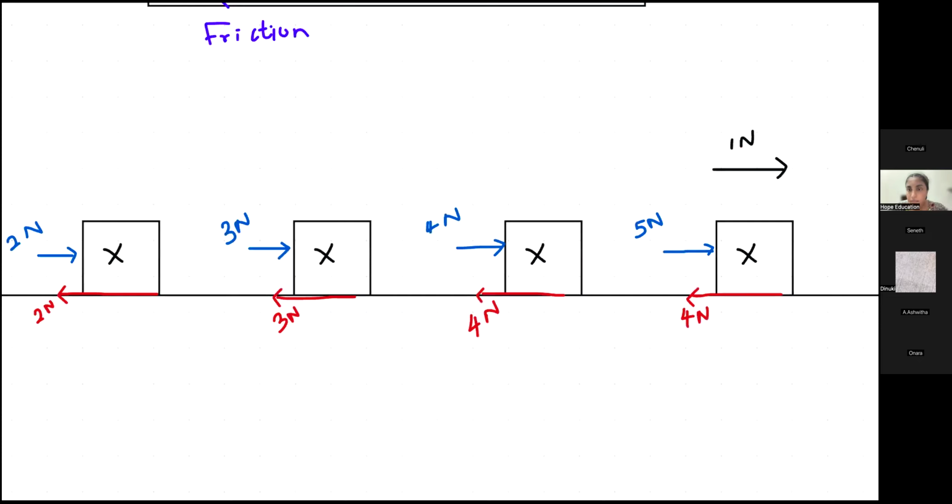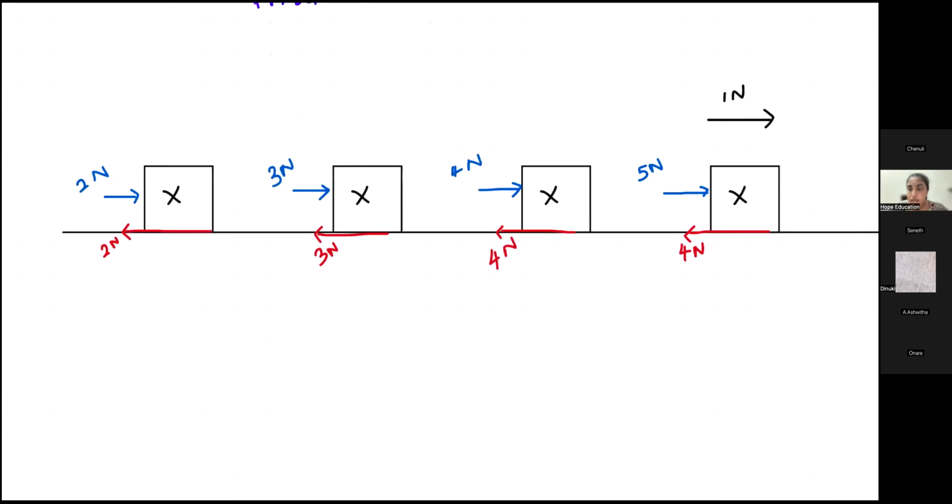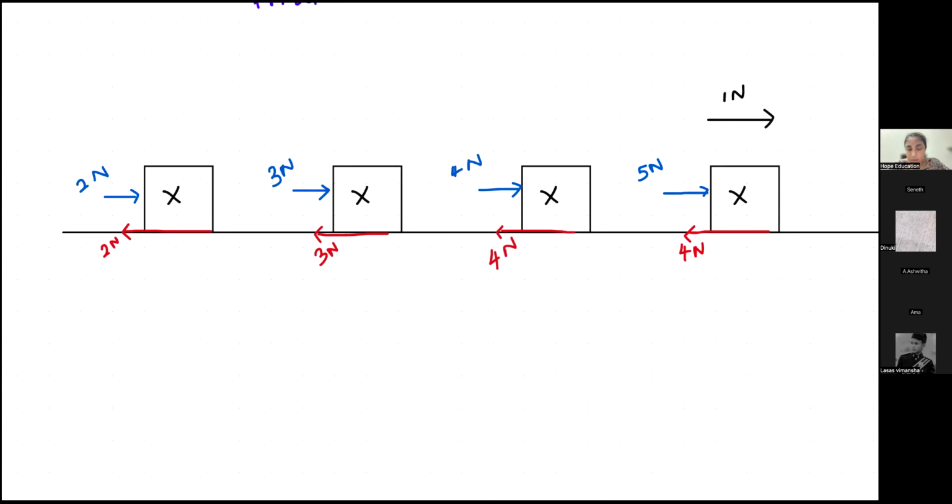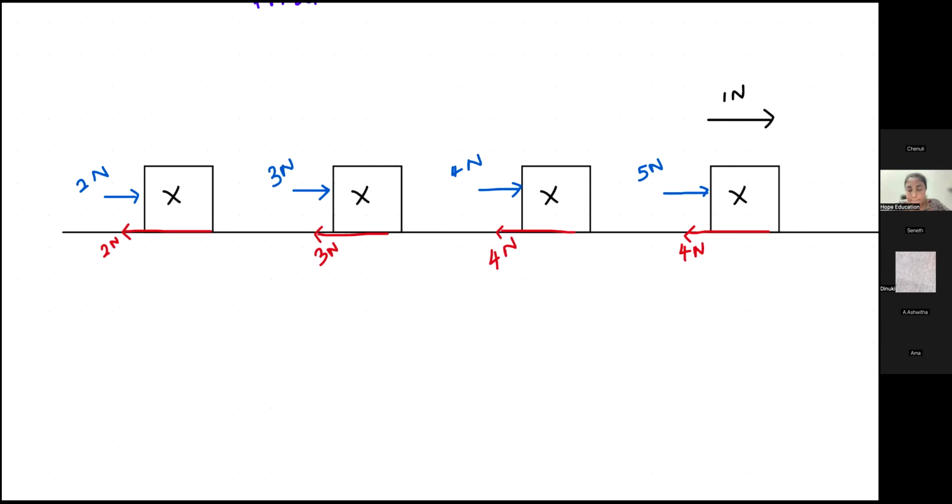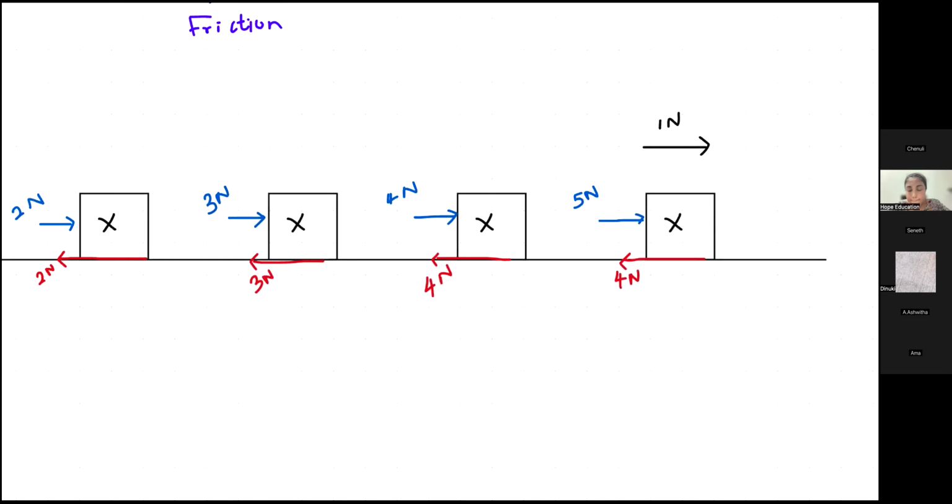Chenuri? Chenuri, is it clear? Yes, teacher. Okay. Seneth, Dinuki, yes, teacher. Ashwita and Onara? Yes, teacher. Onara? Tenuli Ama? Yes, teacher. Lasas? Okay, Seneth, okay. All right. Now we'll talk about the rest, right? We'll talk about the rest.